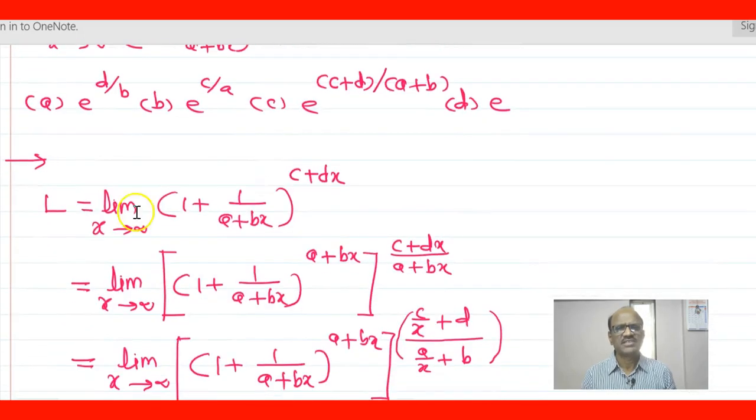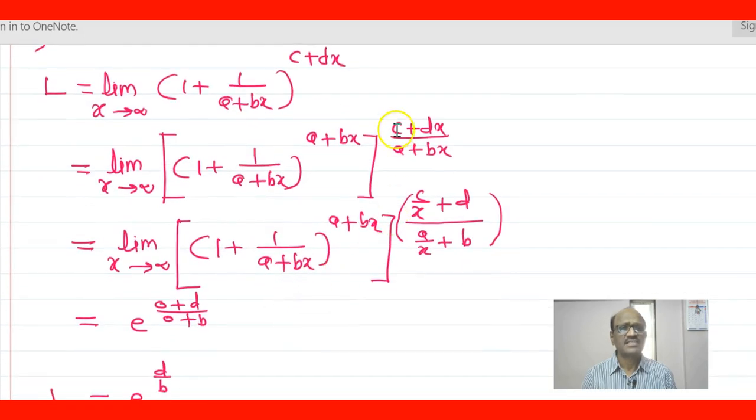That is the same thing here: L is equal to the limit as x tends to infinity of (1 + 1/(a + bx)). Now the bracket terms, that is the exponent, must be a + bx. Here we adjust a + bx in the numerator, and it is adjusted by dividing (c + dx) by (a + bx). Now what is the value of this limit? The value of this limit is again e.